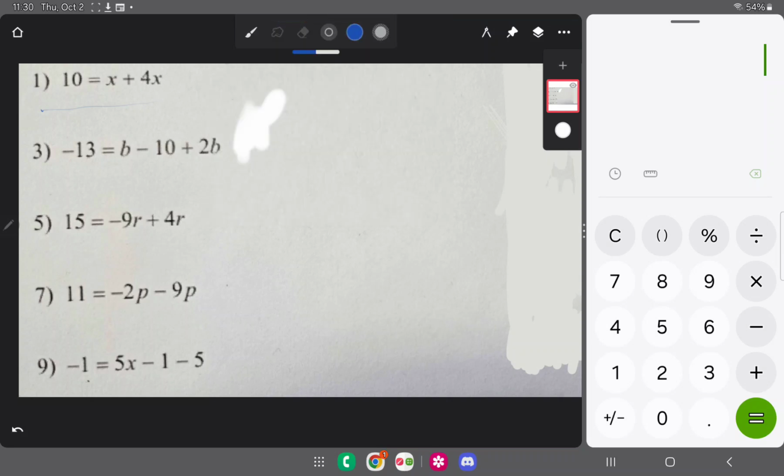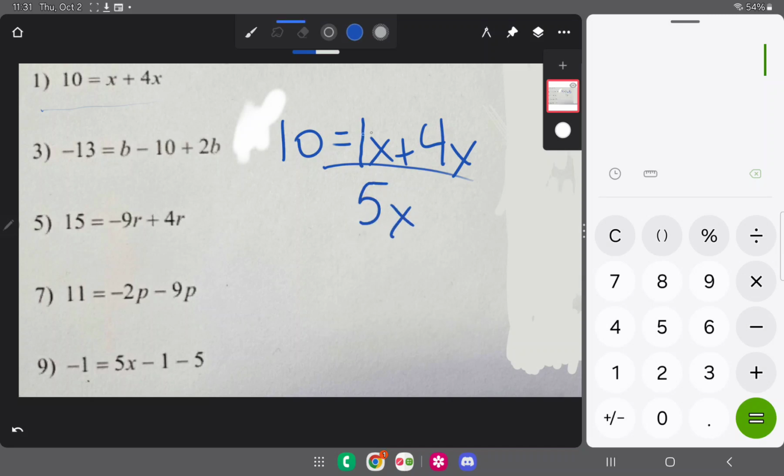All right, so I'm going to start with 10 is equal to x plus 4x. Using like terms, we know that there is a 1 in front of this x. So these are like terms. They both have x's, and we can add them simply together. So 1 plus 4 is 5. We have 1 x here and 4 x's here, so we have 5 total x's. So 10 is equal to 5x.